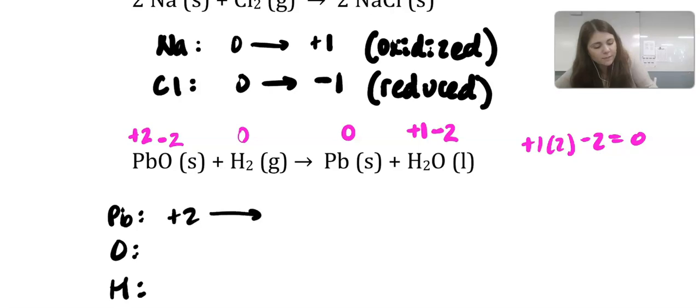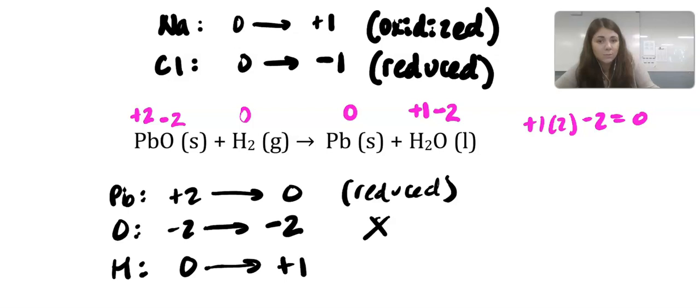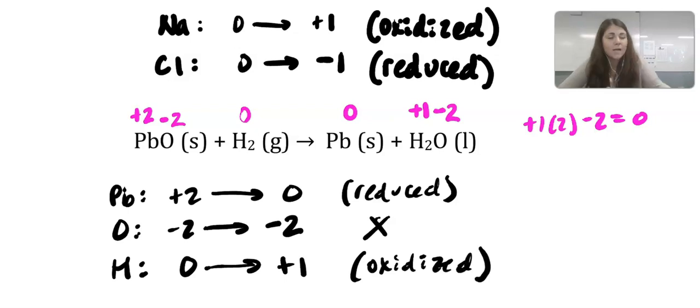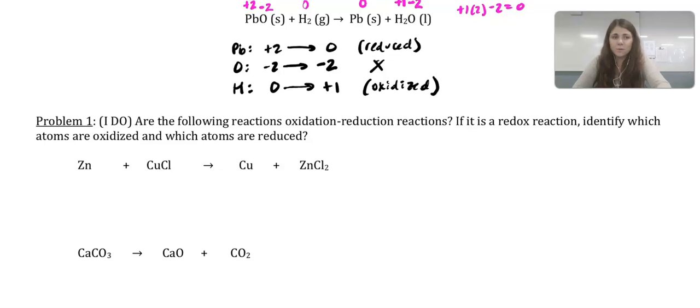So lead went from +2 to 0, oxygen went from -2 to -2, and hydrogen went from 0 to +1. So here, my lead ends up being my reduced. It's getting more negative, it gained electrons. Nothing happened to my oxygen because it stayed the same oxidation number. Then for hydrogen, this would be oxidized because it is getting more positive, and that will call it good for those two examples. Now let's move on to the problem I do, and I'll do these two examples with you.